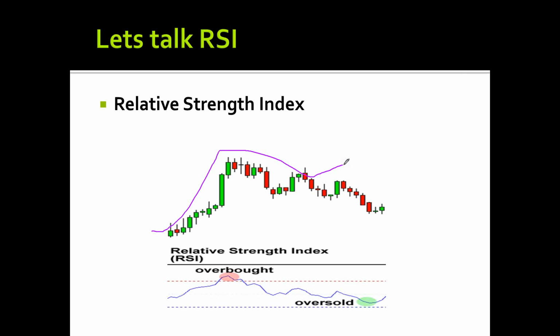Typically a reading below 30 indicates oversold. So this is the below 30 line indicating oversold, while readings over 70 indicate overbought. So 70, 30. You will see this on your MT4.